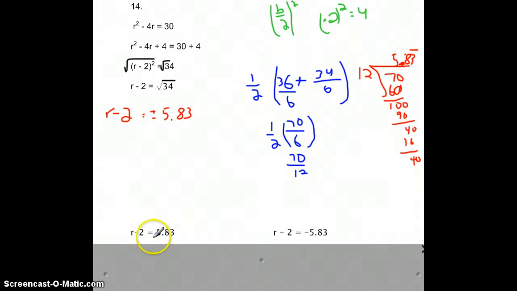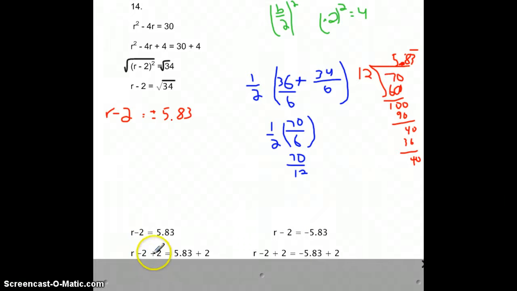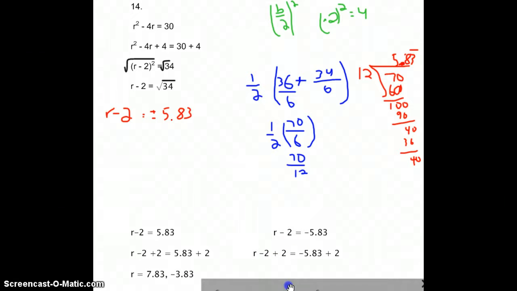here's what we got. r minus 2 equals 5.83. r minus 2 equals negative 5.83. Add 2 to both sides here. Add 2 to both sides. Okay, it's going to give you 7.83. Negative 5.83 plus 2. Different signs, right? So take the difference and take the sign of the bigger one there. So it should be negative 3.83. There are your two solutions right there, okay?